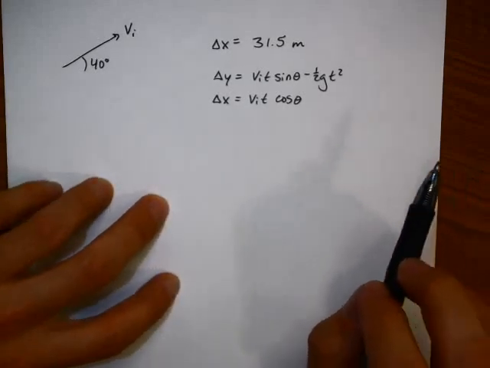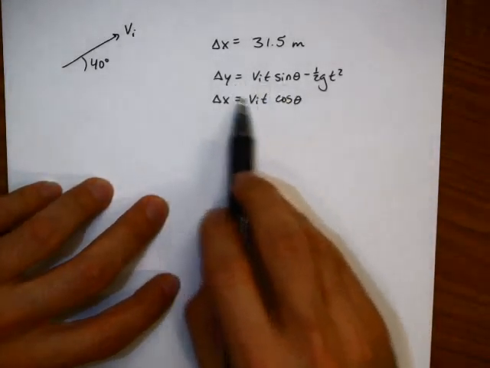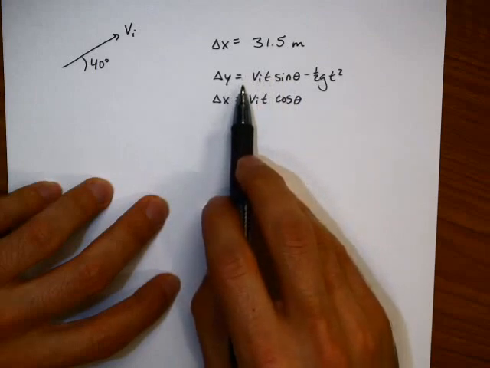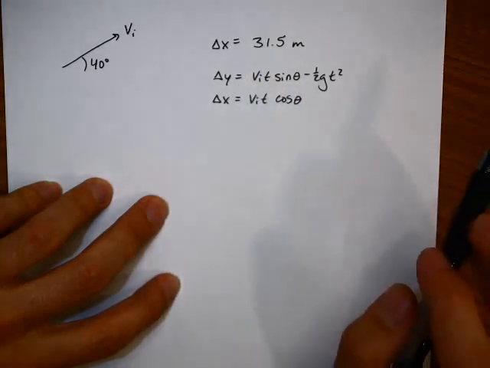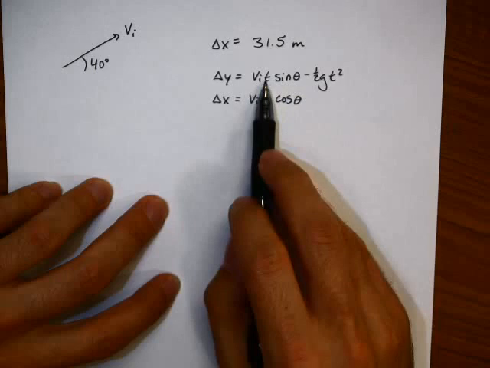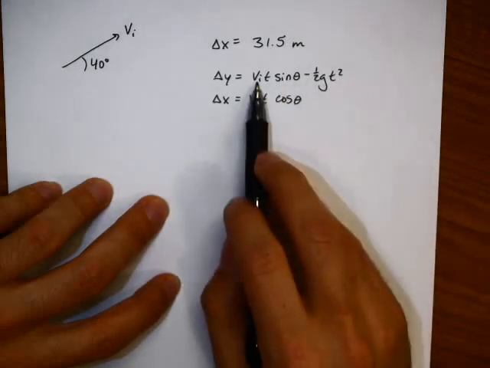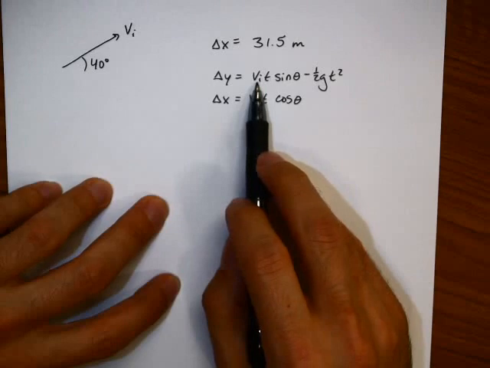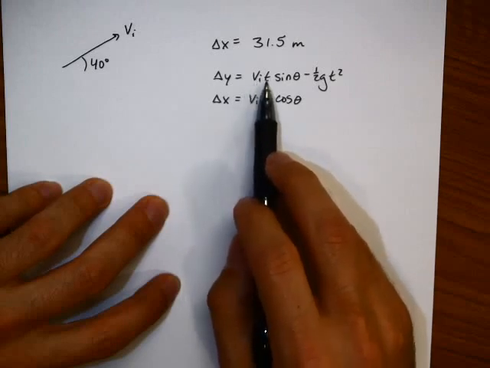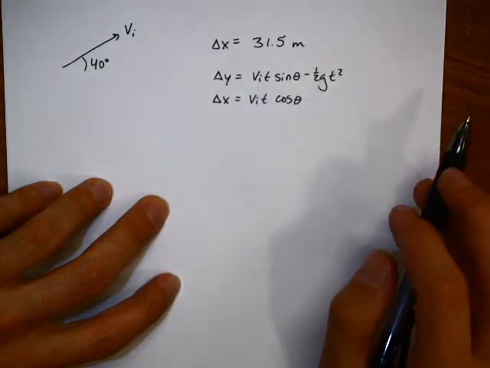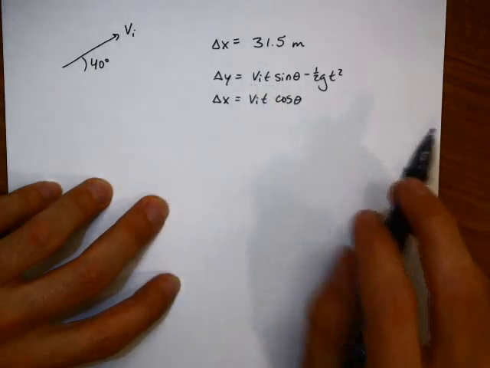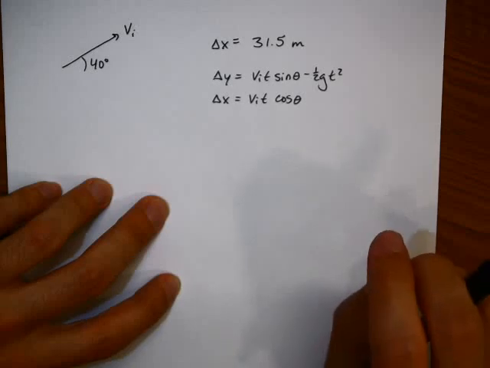Okay. We're going to need to combine these two equations because we have too many unknowns. We don't know t. We don't know Vi. Well, those are the two we don't know. We don't know t or Vi. Okay? And with two equations and two unknowns, in theory, we should be able to solve.